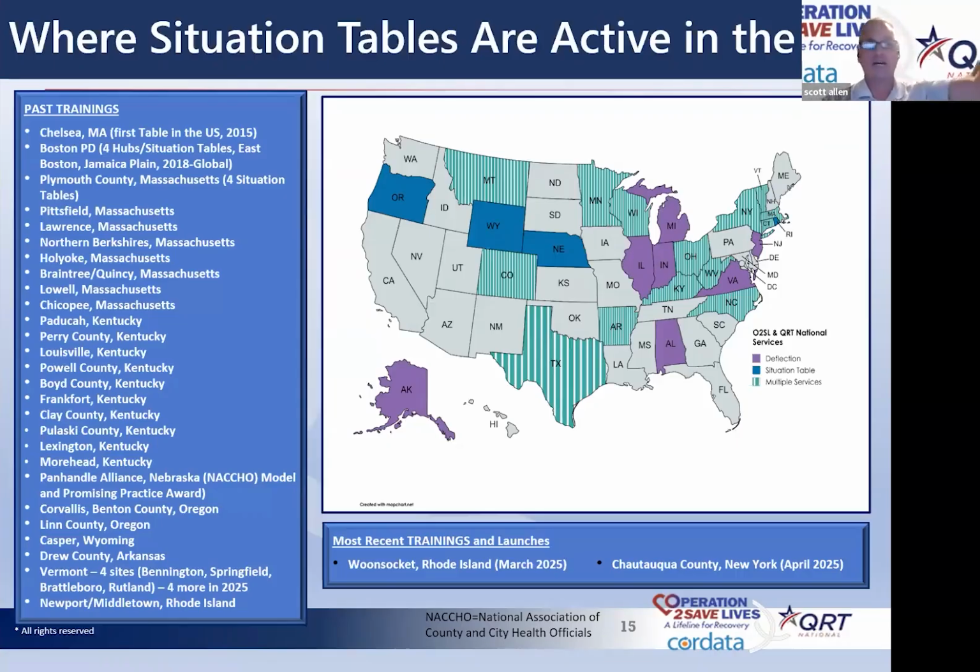We have 2 out in Oregon, in Corvallis. The Panhandle Health District led one in Nebraska. It is recognized as a best practice by the National Association of City and County Health Organizations. Say that 5 times quickly. I call it NACHO. I think we're supposed to call it NACO, but I call it NACHO. My partner Mike is presenting with that group from Panhandle at the National Convention of NACHO next week in Anaheim, California. It is recognized as a peer-reviewed model best practice. Vermont, we're really growing a lot in Vermont.